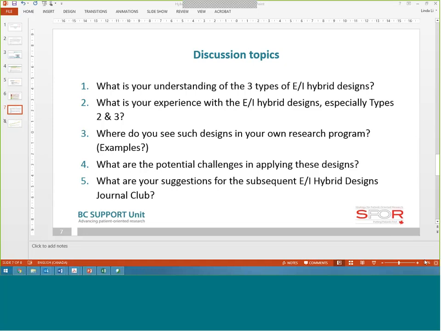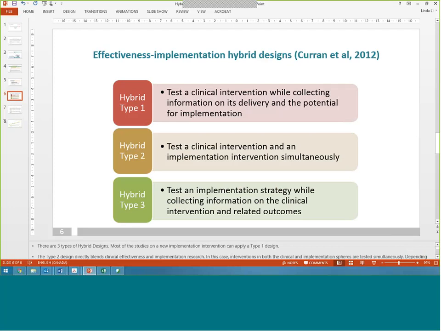Sorry, which slide is talking about the discussion topic? No, the slide that describes the three designs, the three types. What about here? Yeah, that one, perfect.